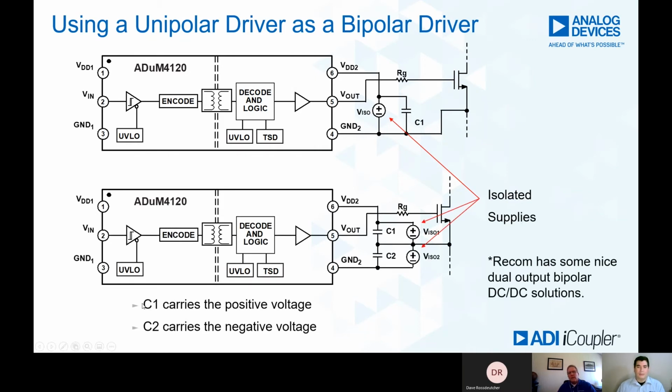Okay. In this example, the capacitor 1 or C1 carries the positive voltage, and C2 carries the negative voltage. In this way, we can create a bipolar action from a unipolar system. Okay. And those can be 2 separate supplies or maybe an integrated bipolar solution? Yeah, Recom has some really nice dual output solutions that are in the regular drives for IGBTs and silicon carbide.